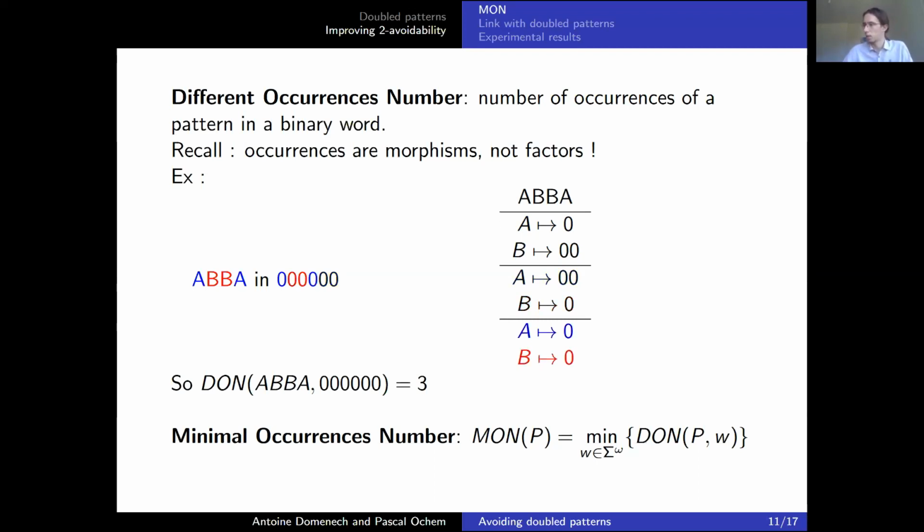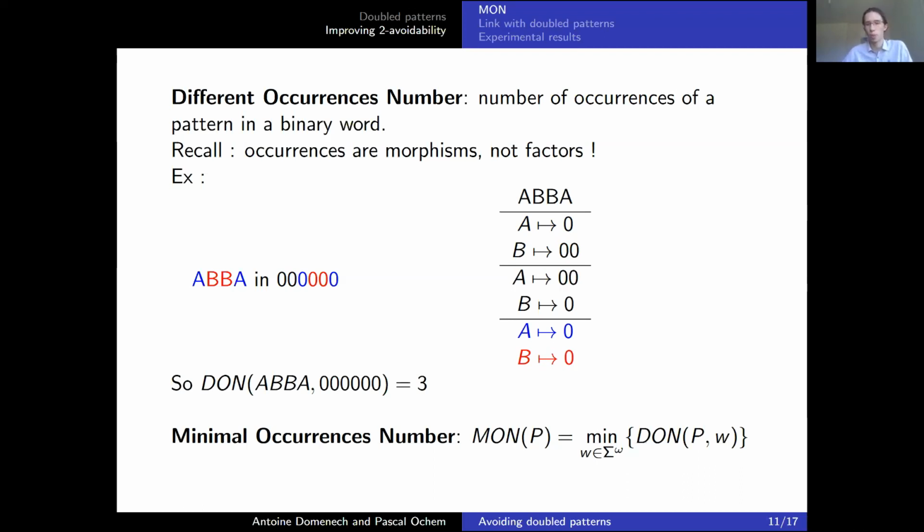And there is, of course, another occurrence. It's A is mapped to 0 and B is mapped to 0. And it occurs at 3 different positions in the word, but it's the same morphism, so it only counts as one occurrence. So really, an occurrence is a morphism. It's important for this notion to be well defined. And on this example, we have 3 different occurrences.